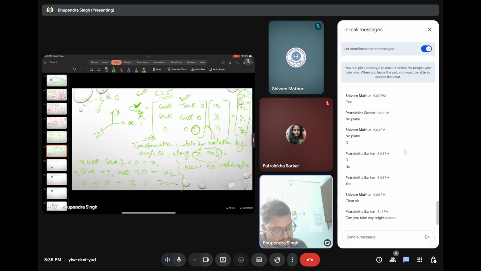Now you can see that these two are not changing. These two are the same, z1 and z2. But x1 and y1 have changed, and this x2 is a mix of x1 plus y1. So these two are mixed coordinates. So this is the mixing of coordinates.